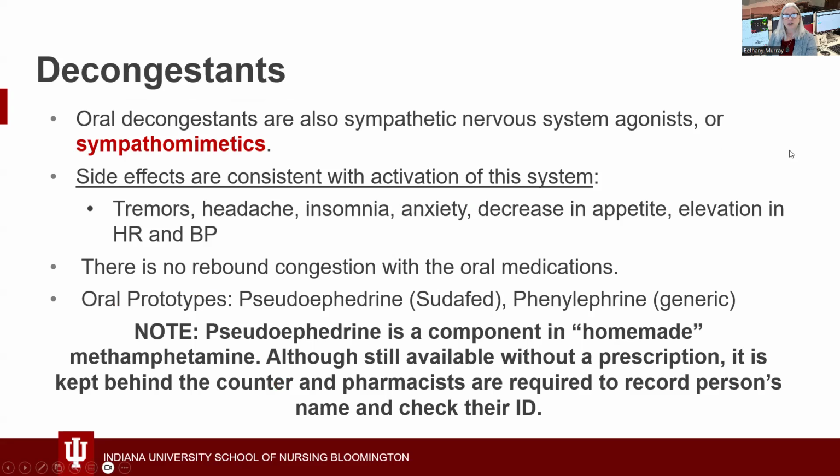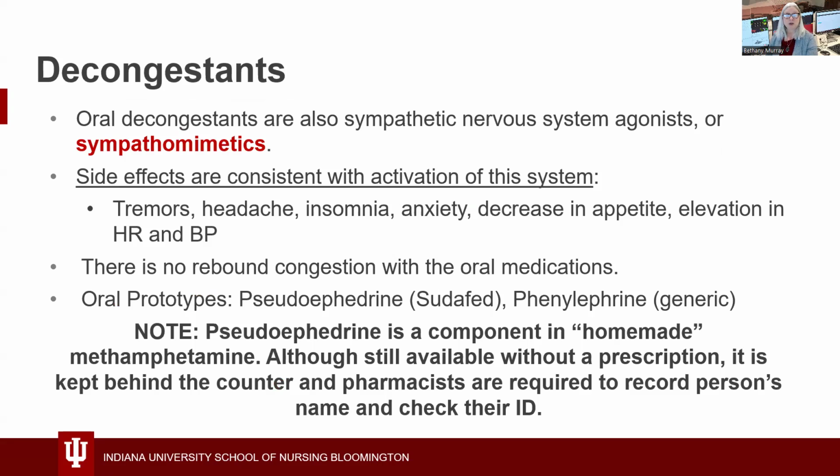So the oral decongestants are used, and you do have one on your drug list. They are also sympathetic nervous system agonists or sympathomimetics. They mimic the nervous system. So therefore, when you take an oral decongestant, you're going to get side effects consistent with sympathetic nervous system activation. So you can get tremors, headache, some trouble sleeping, a little increase in anxiety, a decrease in appetite, and an elevation in heart rate and blood pressure.